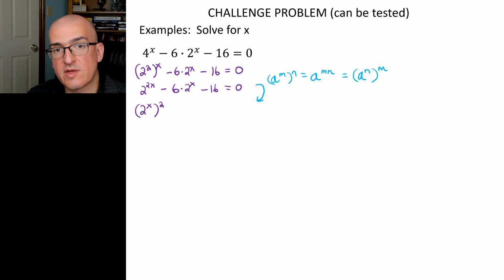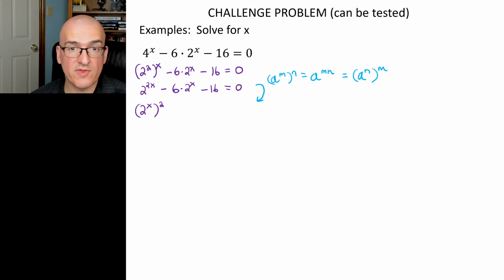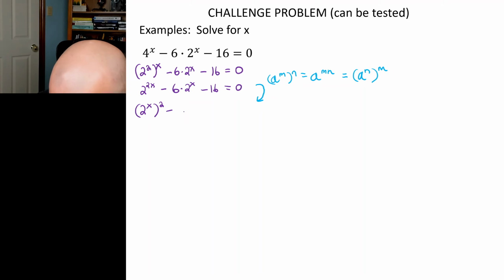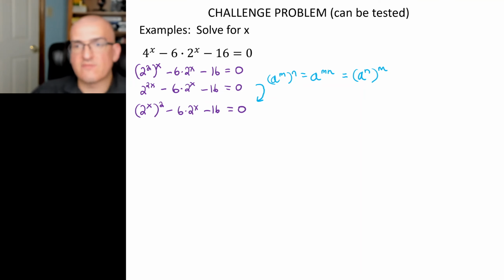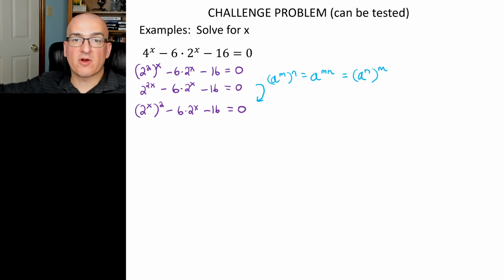So just look at the line that's one above that. Look at the first line in purple. I just swapped the order of the x and the 2 inside the powers because they're both m times n. They're both 2 times x, the same as x times 2. Minus 6 times 2 to the x minus 16 is equal to 0. And now comes, if that part seemed magical, the next part's even more magical.